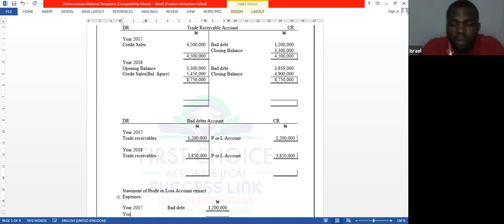2018 bad debt. That's the bad debt, and the amount is 3,850,000.